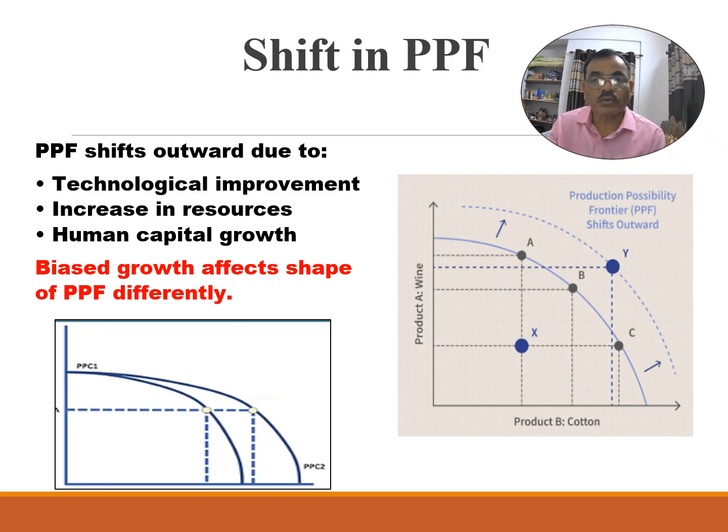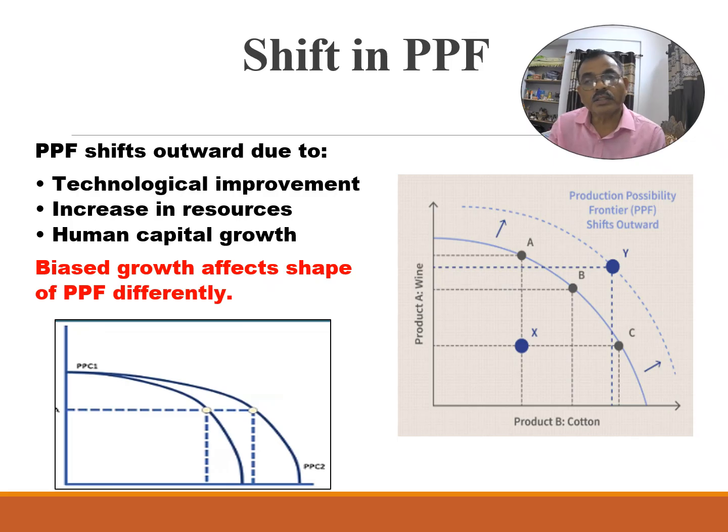First, technological improvement. If new technology allows firms to produce more output with the same resources, the maximum possible combination of goods increases. As a result, the entire production possibility frontier shifts, that is, the PPF shifts outward.